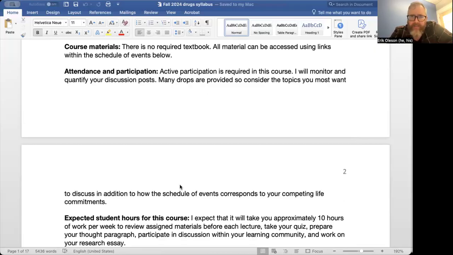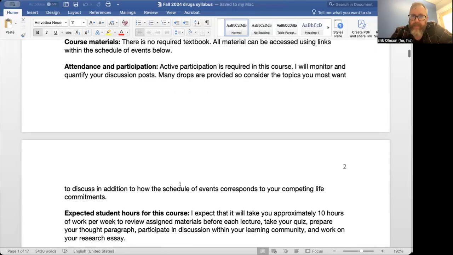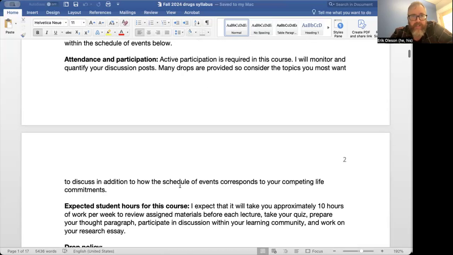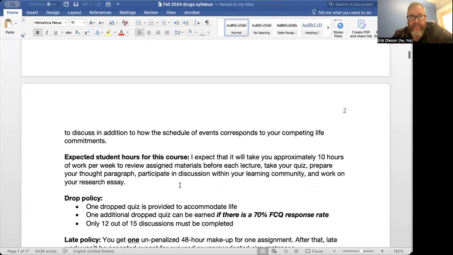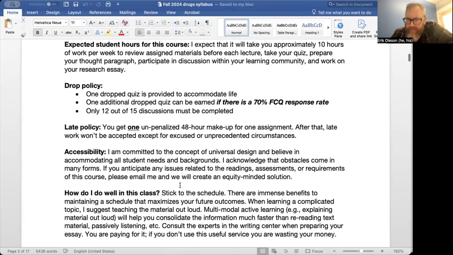There is no required textbook for this class. All materials are made freely available to you using links within the schedule of events within this syllabus. So notice that there are very specific links in the end of the syllabus, so you're going to need to keep this syllabus handy. I expect it to take around 10 hours of work per week in this class. There are a lot of components to this class. Learning the content and the quizzes is only about 1/3 of how you're supposed to be spending your time in this class.